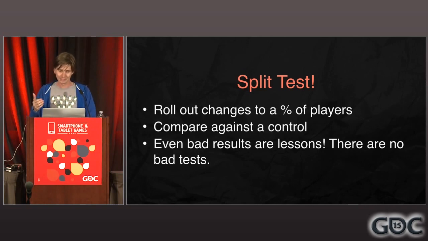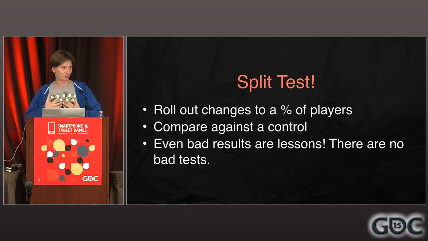So quite simply, we would roll out these changes to a certain percentage of the players and then compare. See which group is performing better, see which one is retaining longer. And even bad results are lessons. This is what we had to realize. Even if we make a change and it just goes way down, then this is awesome. This actually affirms our previous assumptions.